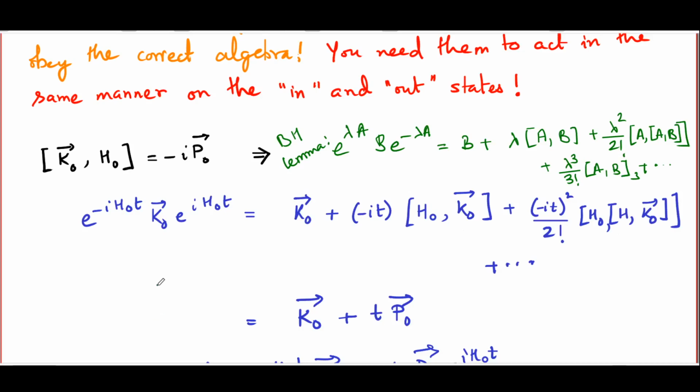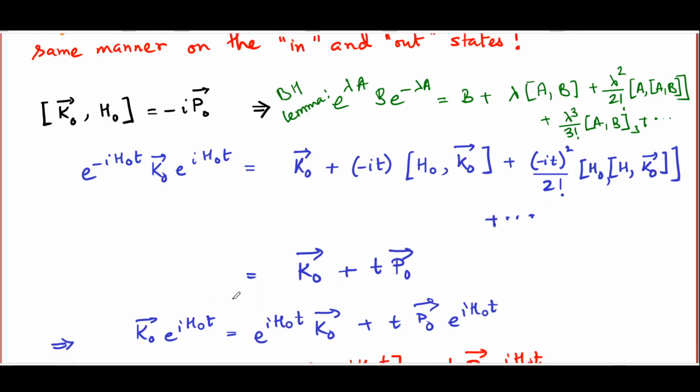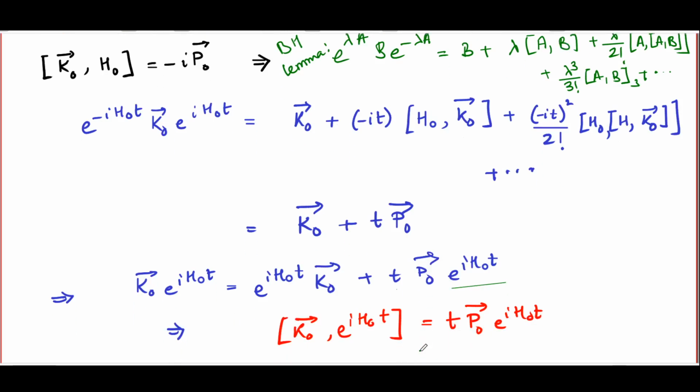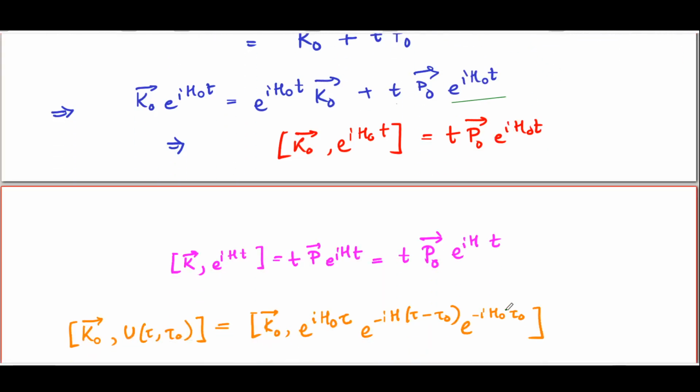Now if I multiply through both sides by e to the iH0t, I can immediately rewrite this equation as K0 e to the iH0t is e to the iH0t K0 plus t times e to the iH0t P0. Of course, H0 commutes with P0, so I can write the e to the iH0t at the back. Therefore, what we see is that the commutator of K0 with e to the iH0t simply works out to be t times P0 e to the iH0t. Now, this is the result we are going to need in our proof that K0 commutes with S.